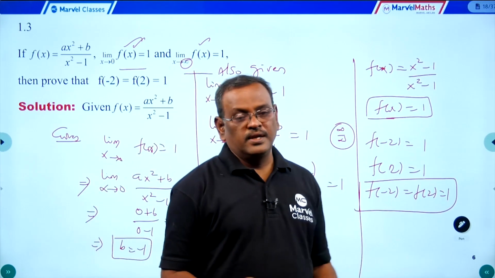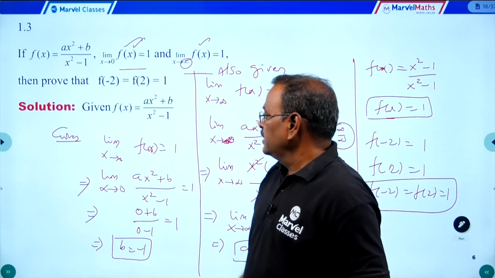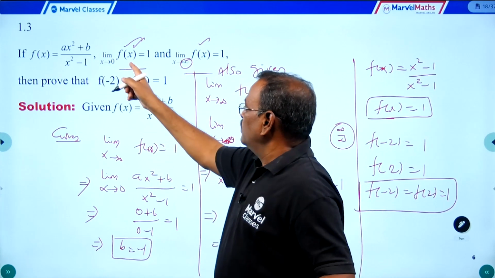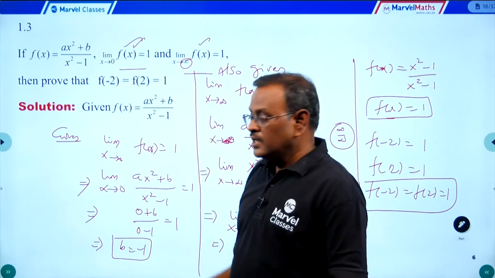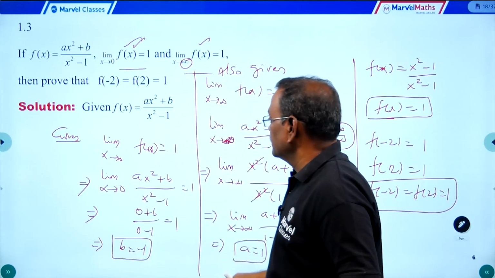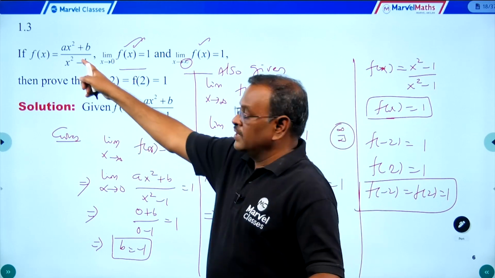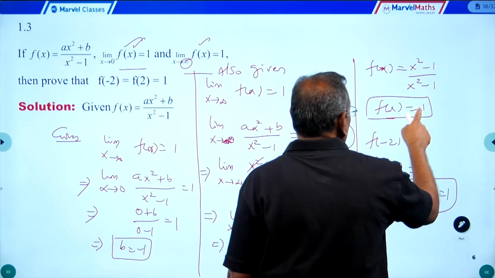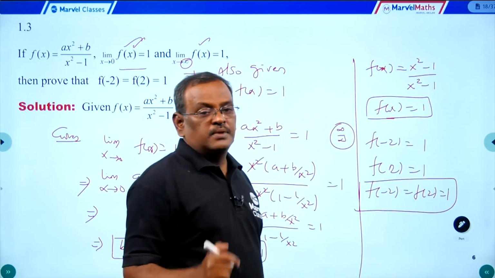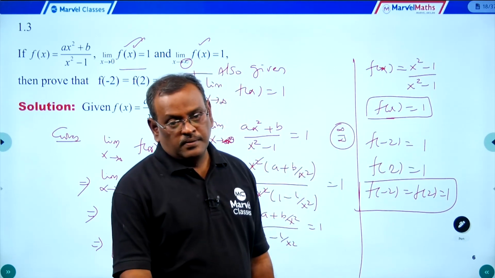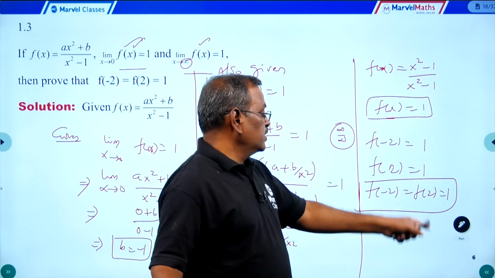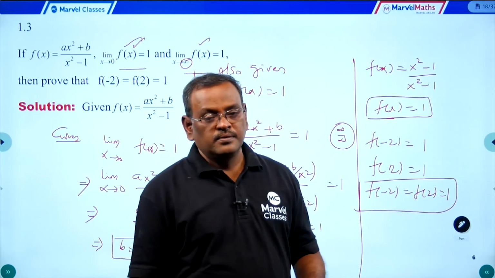Okay. So, one of the very important sums. Here two unknown constants are given, so two conditions are given. To find two unknown constants, we need two conditions. After finding them, substitute a and b in the original function. The original function becomes 1, and that is nothing but a constant function. Whatever the input, the output is always 1. Therefore, f of minus 2 equals f of 2 equals 1. Thank you.